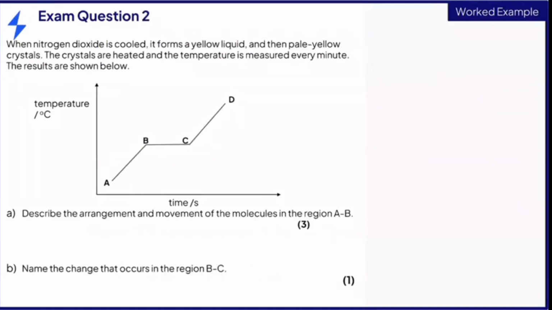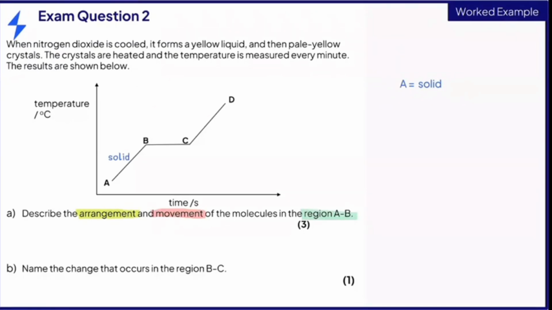This next question focuses on nitrogen dioxide. The question explains that when it is cooled, it forms a yellow liquid and then pale yellow crystals. The crystals are heated and the temperature measured every minute. Part A asks you to describe the arrangement and movement of the molecules in region A to B. So as we did before, let's start by interpreting the graph. Section A of the graph will represent the solid, as nitrogen dioxide crystals, as the question explains, are being heated. For part A of the question, you therefore need to describe the arrangement and movement of particles in the solid.